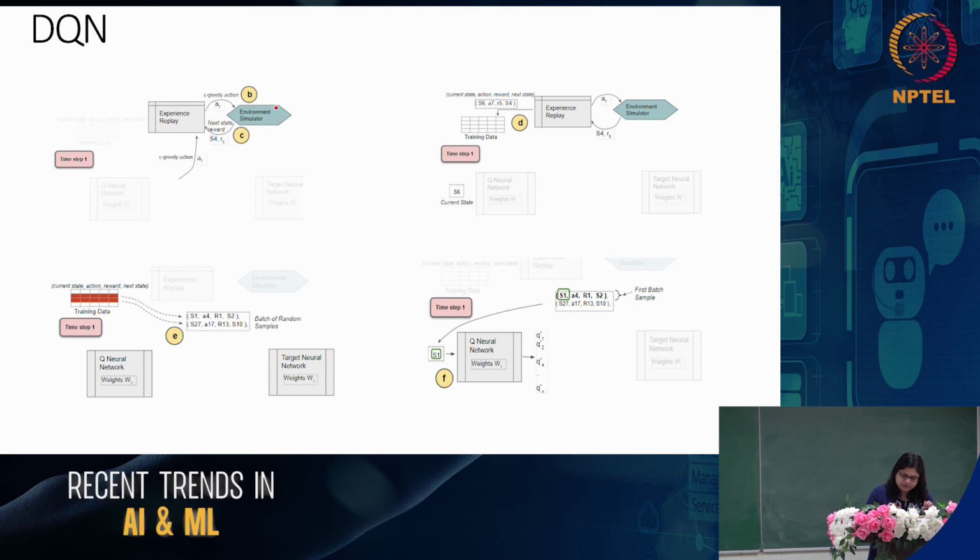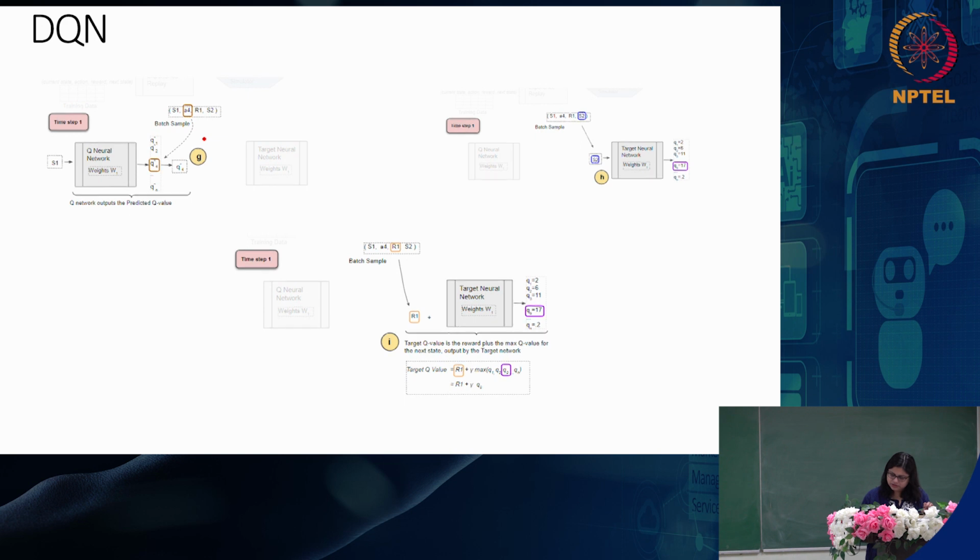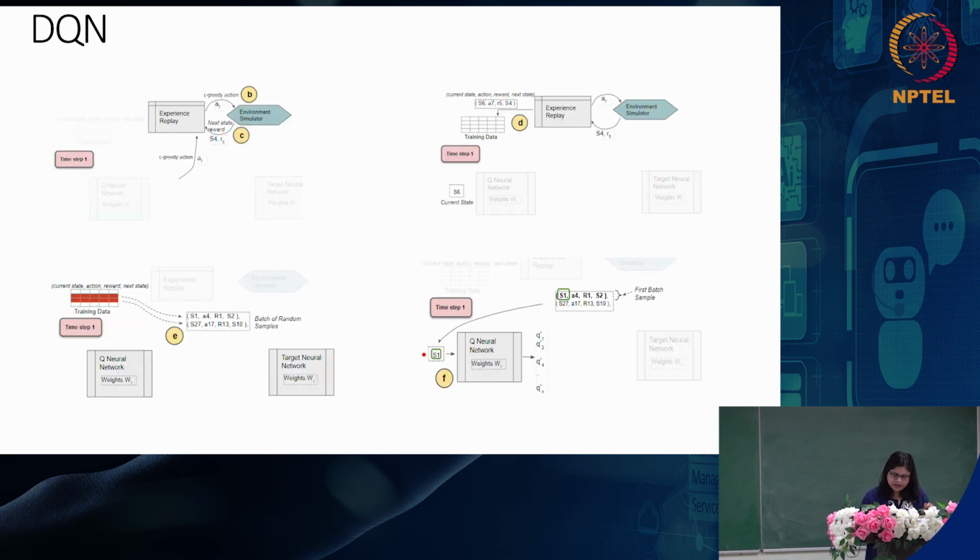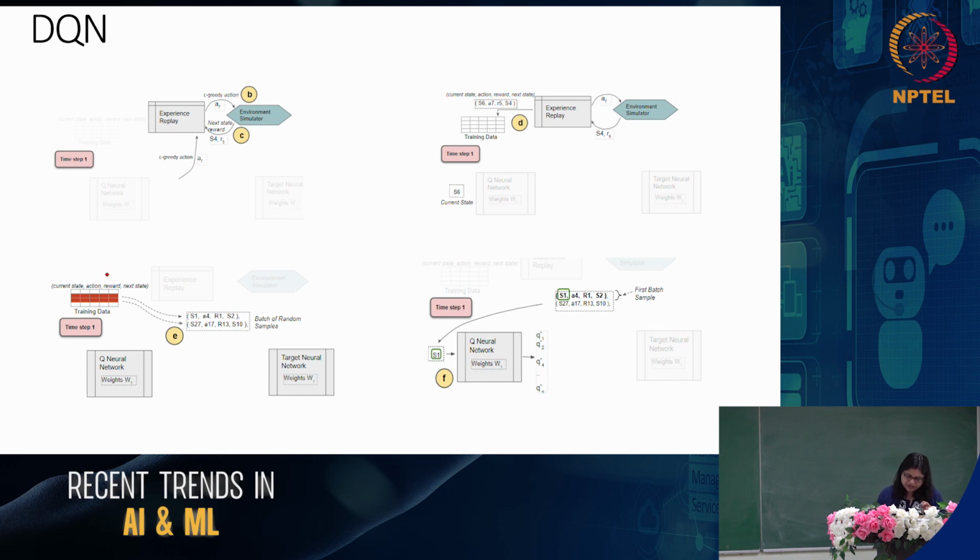A7 is given to the environment simulator. The initial state was S6, and if A7 is the action, then the next state will be S4 and the reward will be R5, coming from the environment simulator. So this tuple, S6 the current state, A7 the action, R5 the reward, and S4 the next state, is now added to the training data. You can see that this way we are generating the training data.